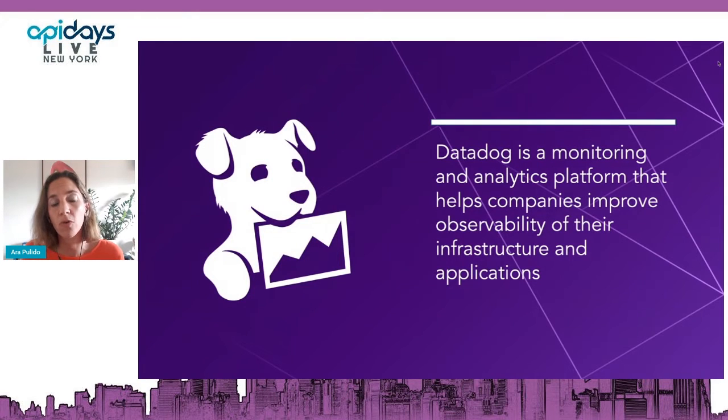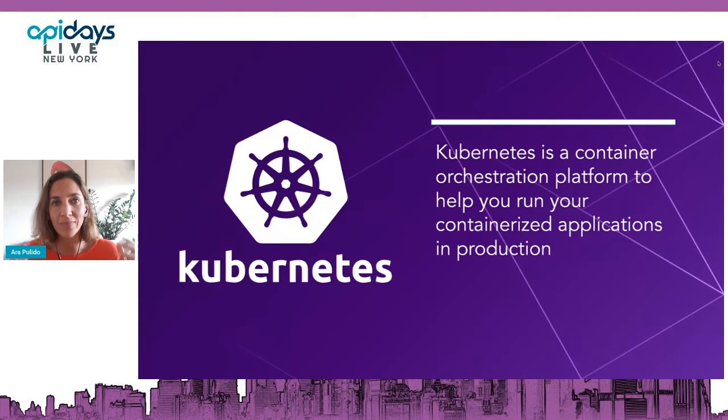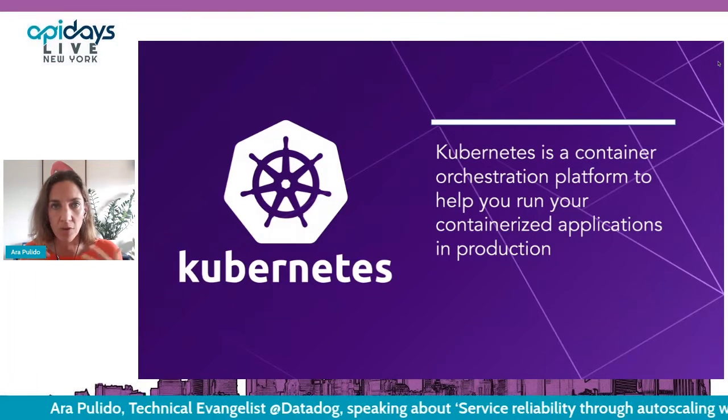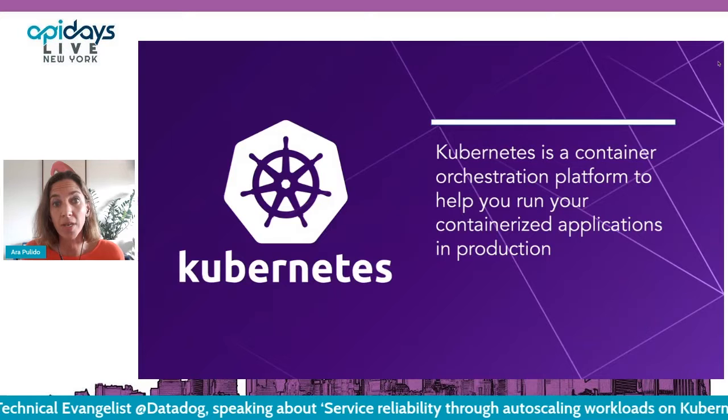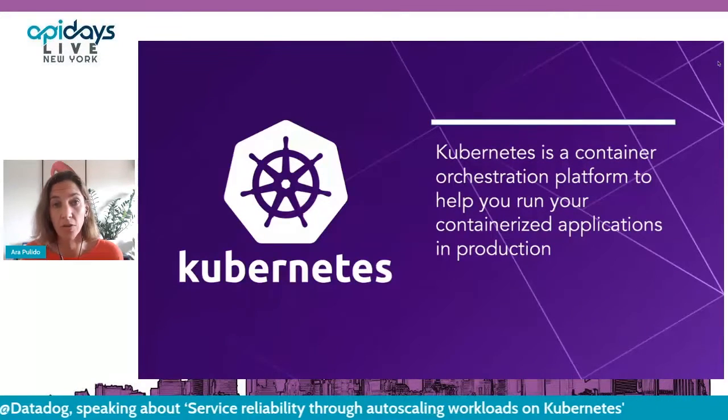Just so you know, the company that I work for, Datadog, is a monitoring and analytics platform that helps companies improve the observability of their infra and applications, including, of course, Kubernetes clusters and also the workloads that you run on top of Kubernetes. In case you're not familiar with Kubernetes, Kubernetes is a container orchestration platform that helps you run containerized applications, for example, containerized API-driven services in Kubernetes in production.